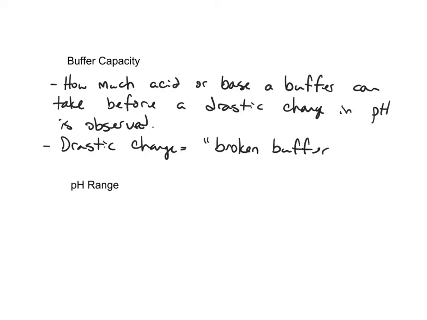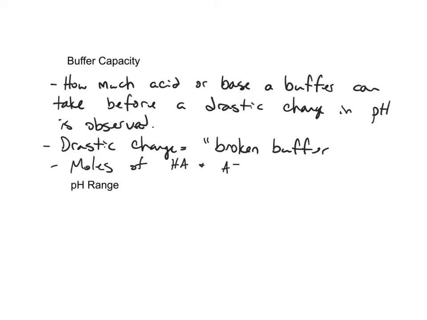Moving forward with more problems, I'd like to talk a little bit about a couple of things you need to know that deal with buffers. One is called the buffer capacity. Buffer capacity is defined as how much acid or base a buffer can take before a drastic change in pH is observed. And so a buffer will be able to take acid and will continue to take acid until all of the conjugate base has been absorbed or used up. At that point, you'll see a spike, in this case, a drop in pH. We call that spike or drop a broken buffer. And so once the buffer capacity has been breached, you have broken your buffer.